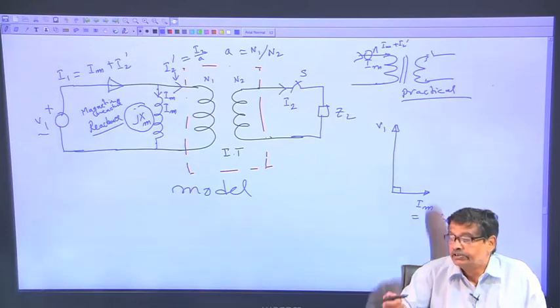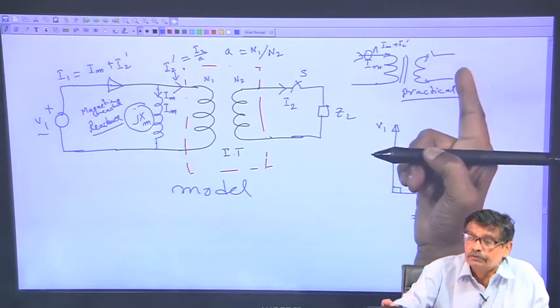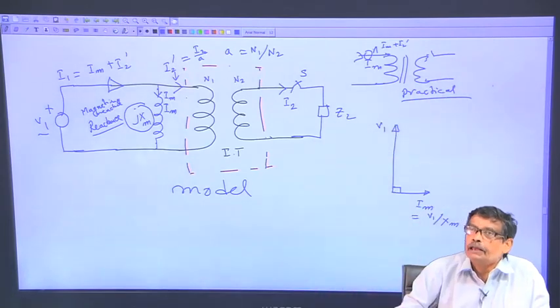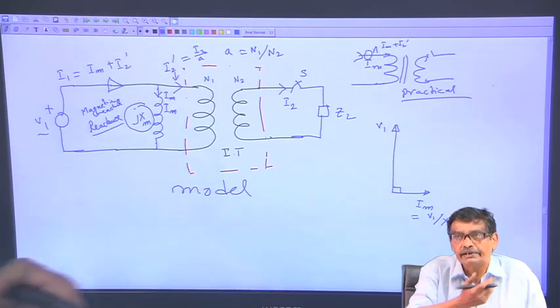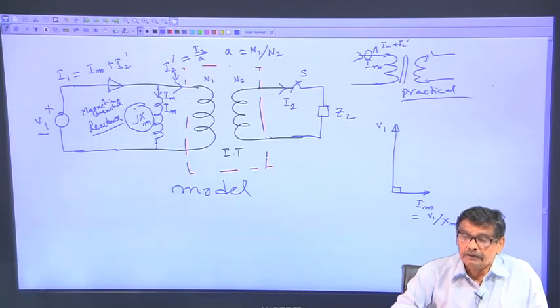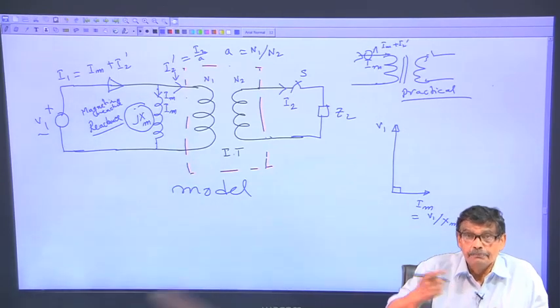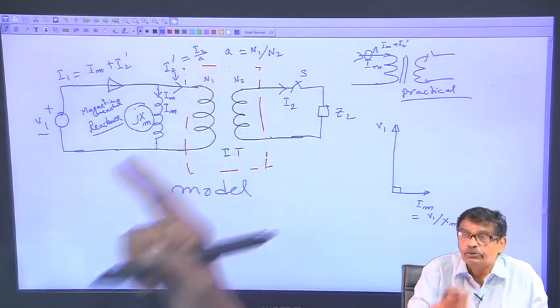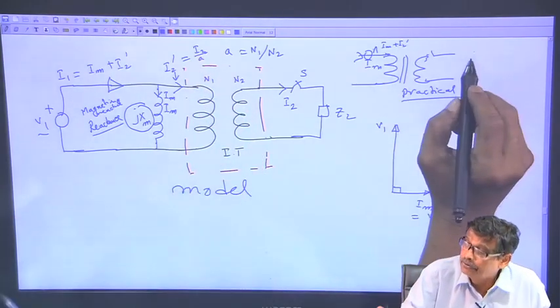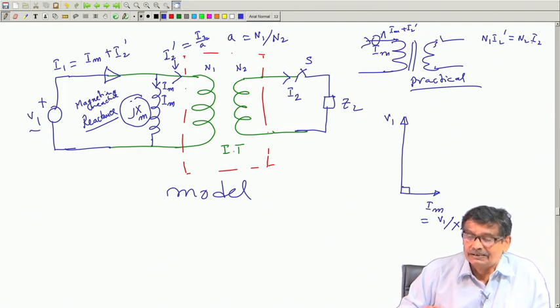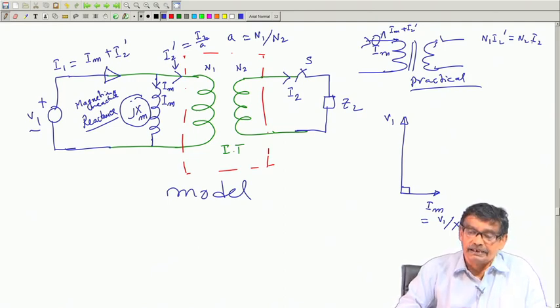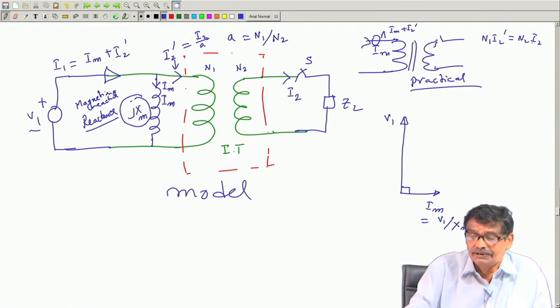But if you are trying to disturb the secondary, I mean if you are trying to pass some current through the secondary, the primary cannot be a mere spectator to this happening. It will react immediately by drawing an extra current I 2 dashed, and that I 2 dashed cannot be of any magnitude, it has to be I 2 by A. So that N 1 I 2 dashed becomes equal to N 2 I 2. So that net MMF once again is N 1 I m, and this is what we discussed last class.